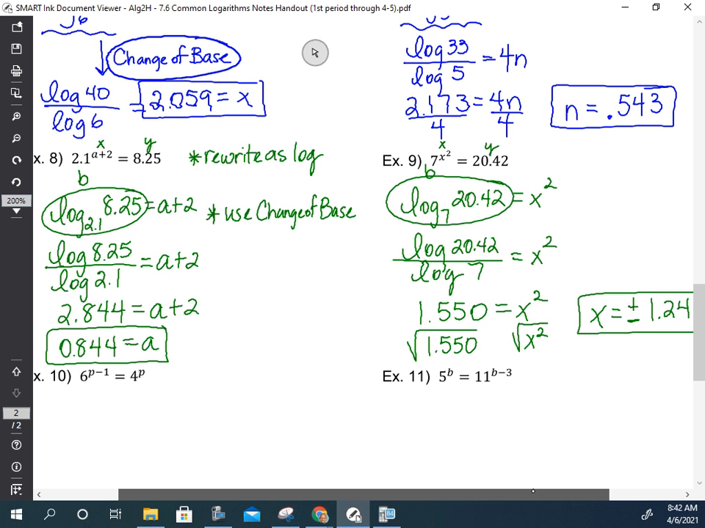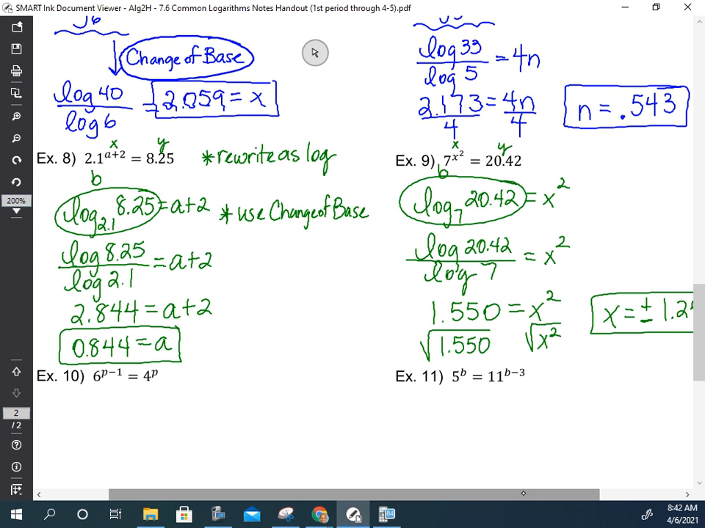So, any questions? 8 or 9? Okay, those are very similar to what we did yesterday, and it allowed us to use change of base. So for those of you that missed yesterday, you really didn't miss all that much. Give it another few seconds for anyone that's still copying down.